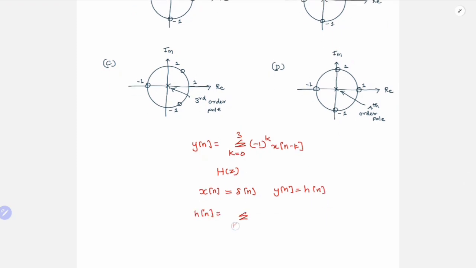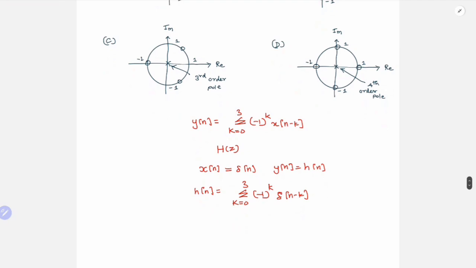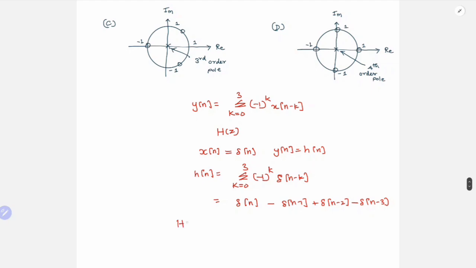What will you get? Summation k equal to 0 to 3 of minus 1 whole power k delta of n minus k. If you expand this, you will get delta of n minus delta of n minus 1 plus delta of n minus 2 minus delta of n minus 3. So for this, what will be your H of z? It will be 1 minus z inverse plus z inverse square minus z inverse cube.